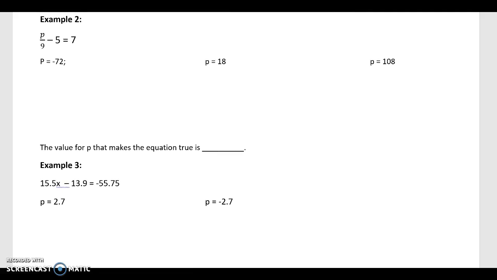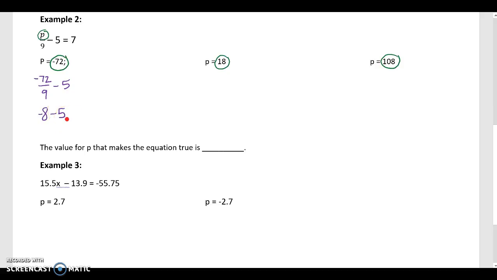So again, I'm going to take this p-value here, each of these three, and I'm going to plug them in for p up here. All right, so let's start out with -72 over 9 minus 5. Well, 72 divided by 9, I know that's 7 plus 2 is 9, so divisible by 9, it's 8. Negative divided by a positive equals a negative, so -8 minus 5.